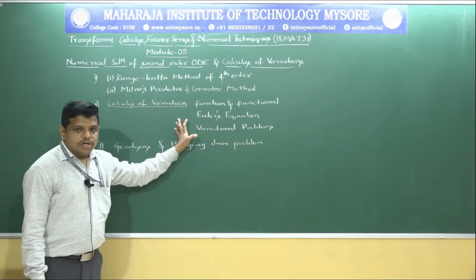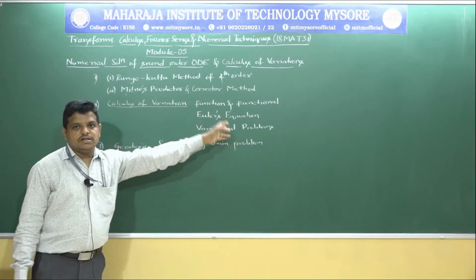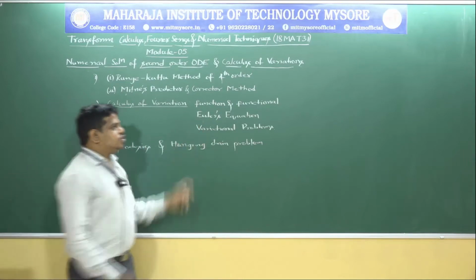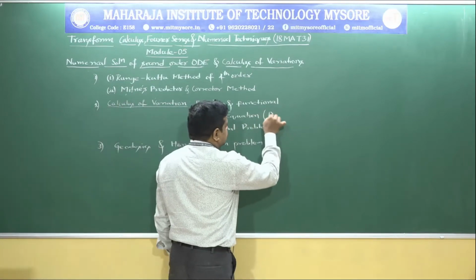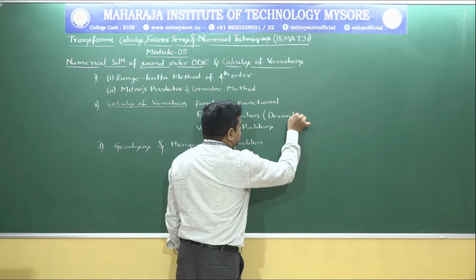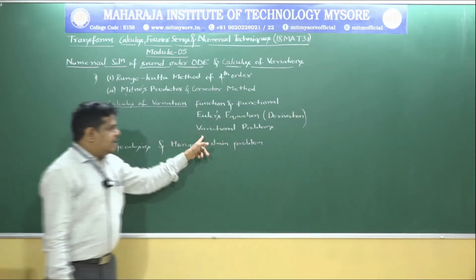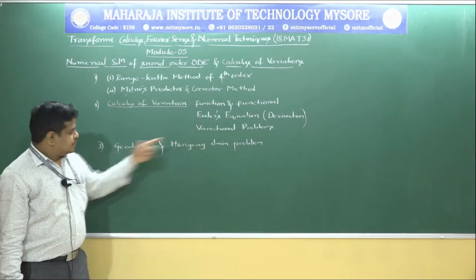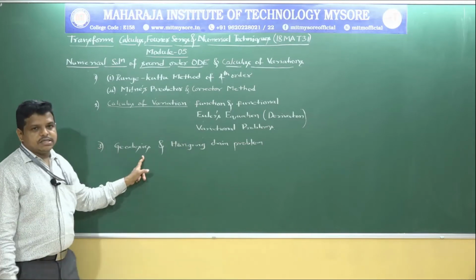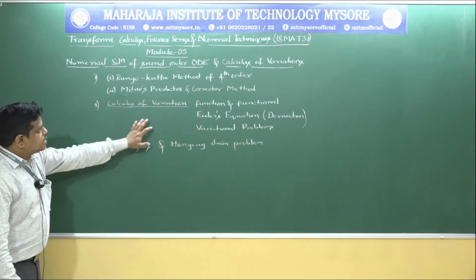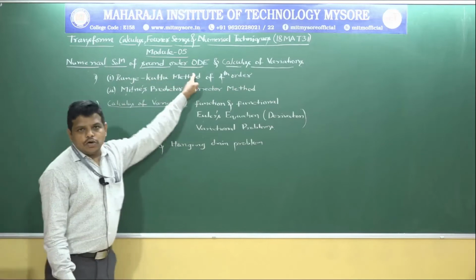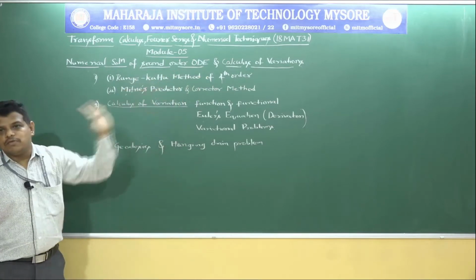In calculus of variation, we have functions and functionals, and we have one derivation, that is Euler's equation. For Euler's equation, we have the derivation and problems on variational. Next, the last topic is geodesics and hanging chain problem. I am going to start with numerical solution of second order ODE by Runge-Kutta method of fourth order.